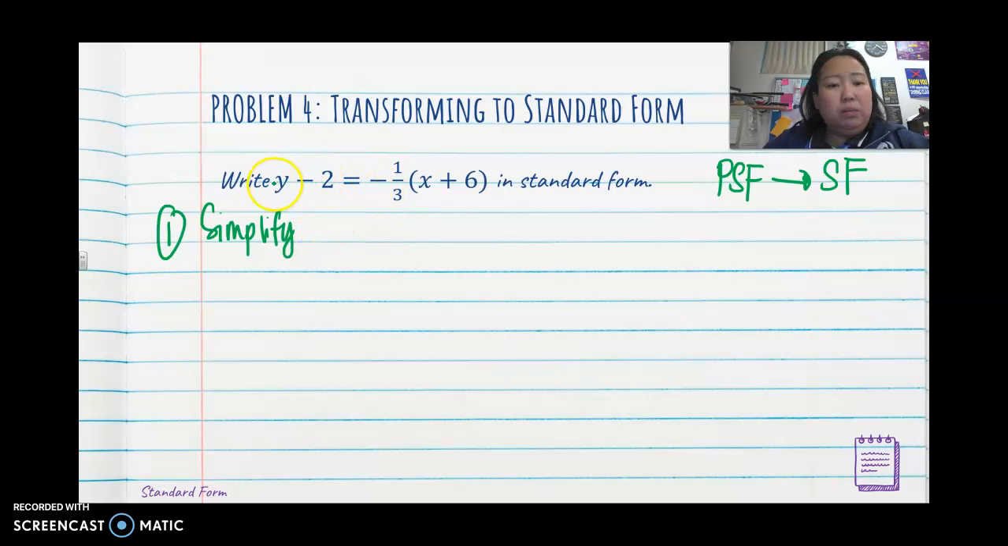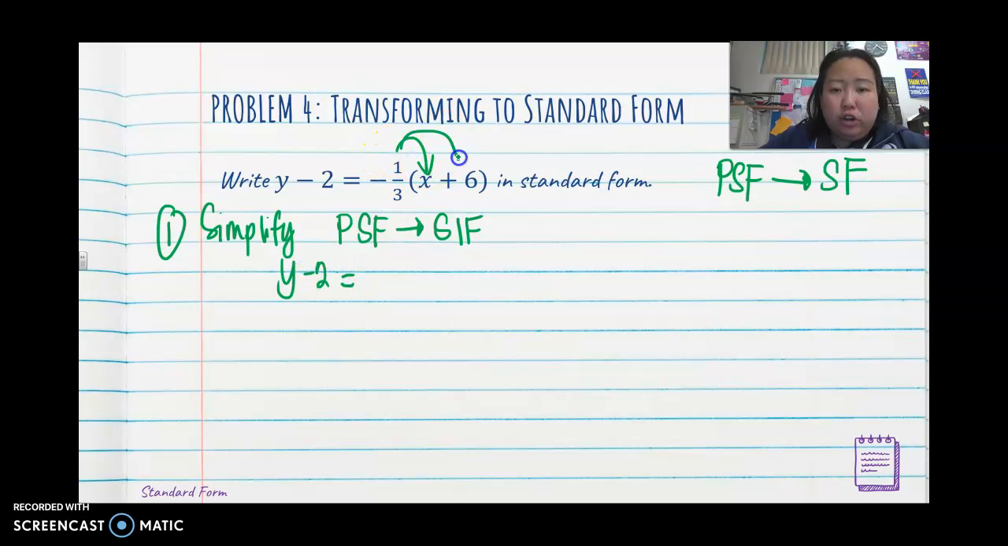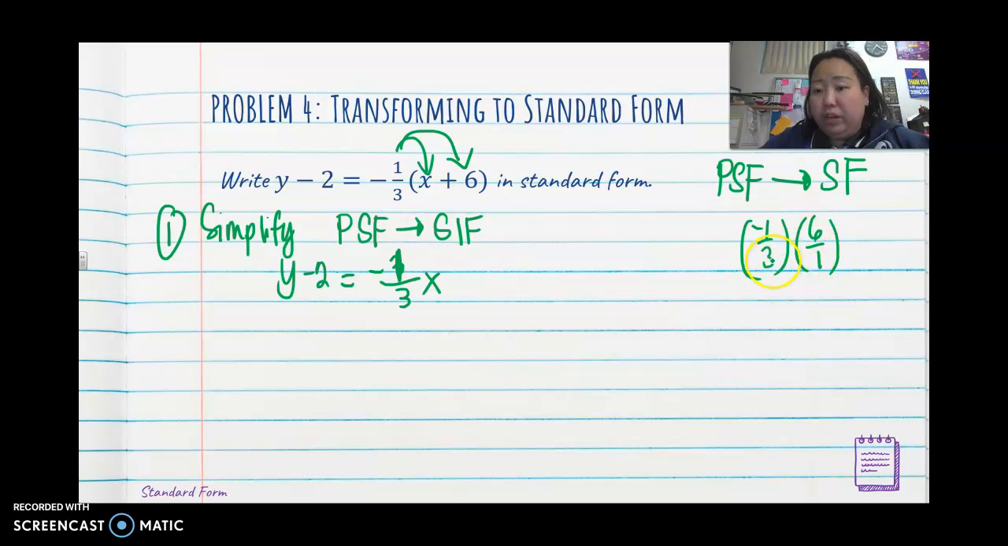Most likely, when you simplify point-slope form, it will change to slope-intercept form, okay? So what we will have here is going to be y minus 2 is equal to, this gets distributed, okay, negative 1/3 x, and then you will have negative 1/3 times 6 over 1, okay, what will you get? This will cancel out. This is 2, so that's a negative 2, okay? And then so you will have a minus 2, okay?